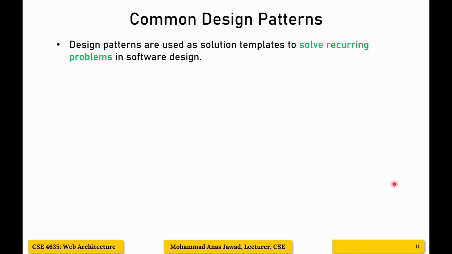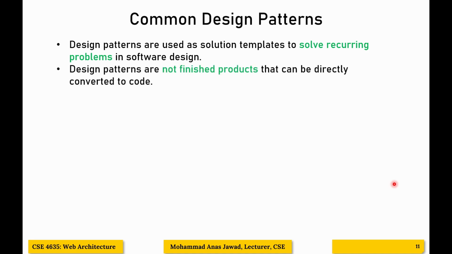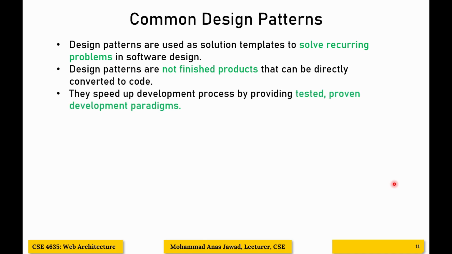So now we move our discussion to common design patterns. So what exactly do we understand by design patterns? You see, design patterns are actually software solutions that can be used as templates to solve commonly occurring problems in software design. These design patterns are not meant to be finished products that can be directly converted to a programming language. Instead, they speed up the development process by providing tested and proven development paradigms.